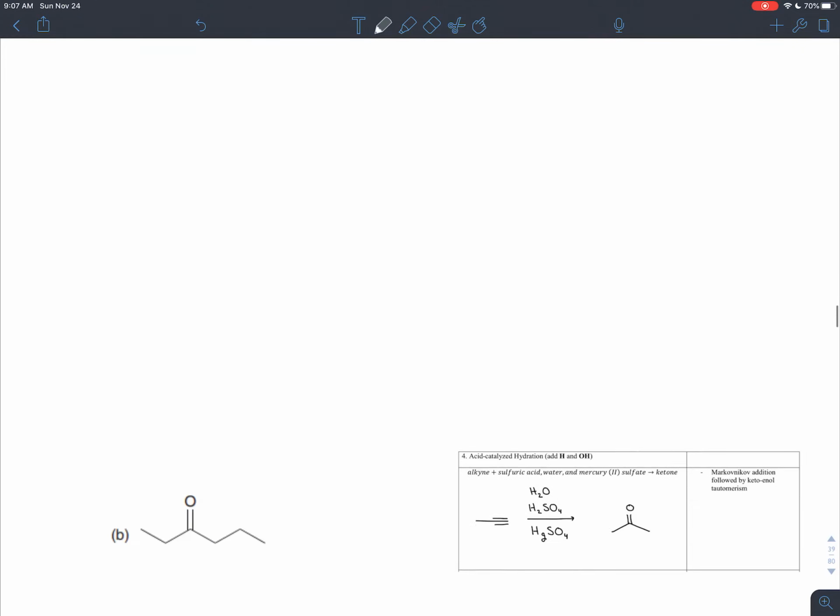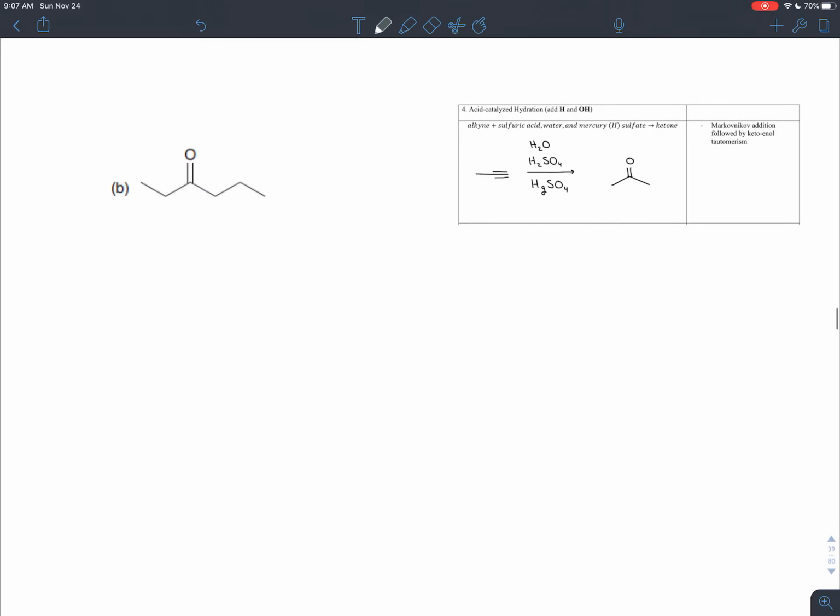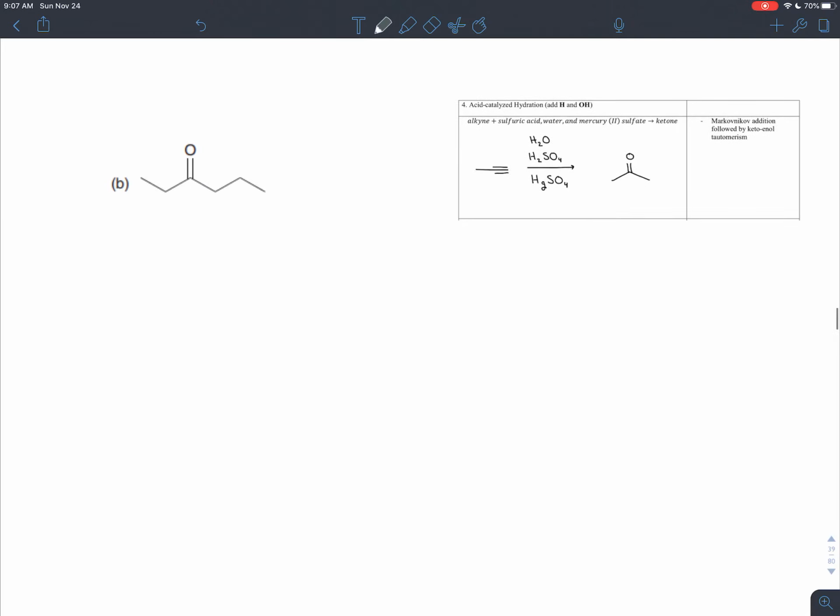Okay, so much for that. Let's try that with another one. And the idea here is really similar. Let's copy this carbon chain. We have a double bond to the oxygen on this third carbon here.